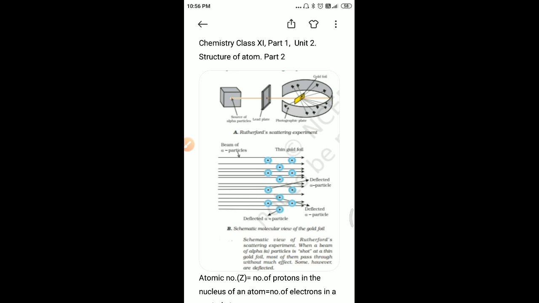The thin gold foil had a circular fluorescent zinc sulfide screen around it. Whenever alpha particles struck the screen, a tiny flash of light was produced at that point. The results of the scattering experiment were quite unexpected.